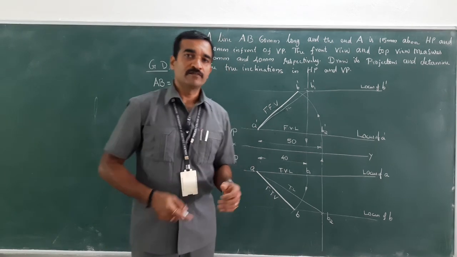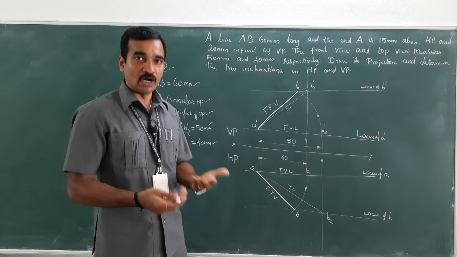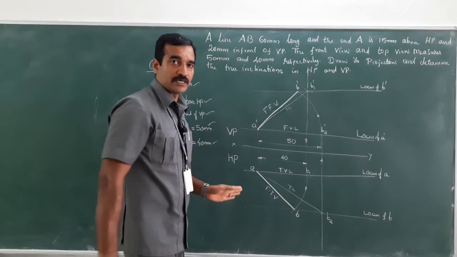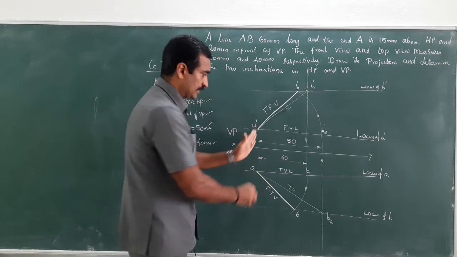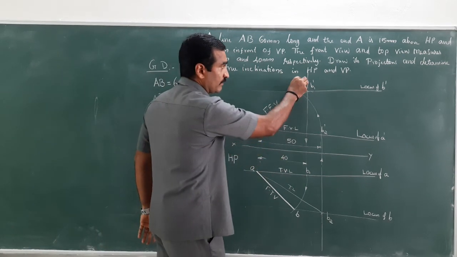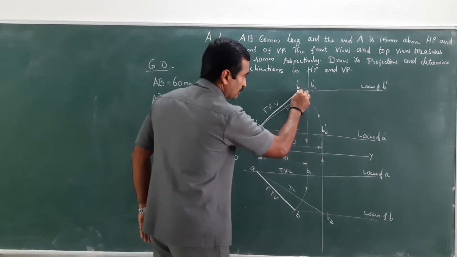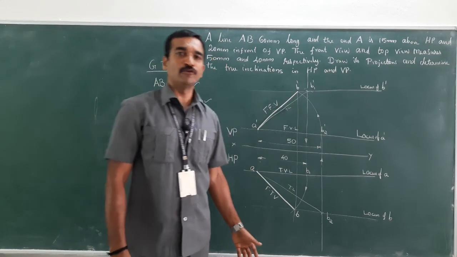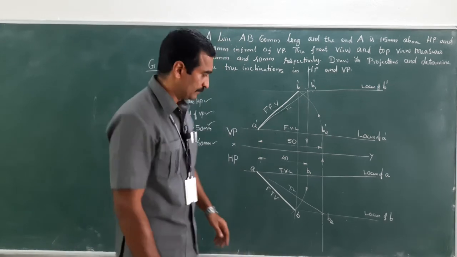How do we check whether this particular projection is correct or not? It's very simple. You have to check the end projectors. Here the projector A dash A is a straight line, on the same line. Similarly, check whether B dash and B fall on the same line or not. Let me project it. It falls on the same line. Therefore, this particular drawing is correct. Fine.